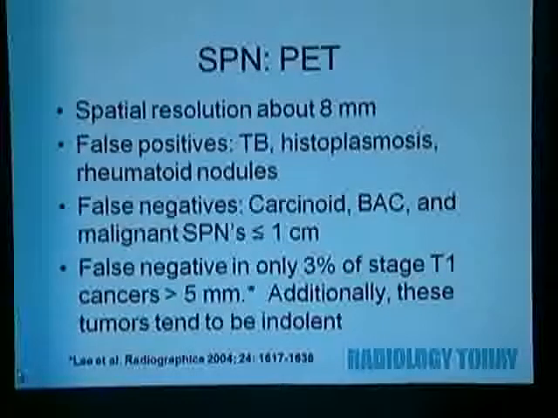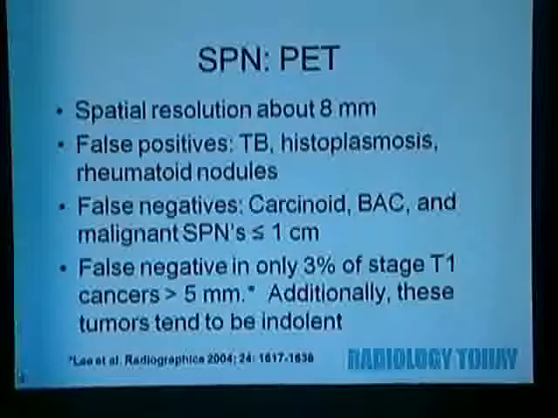The spatial resolution of FDG PET is about 8 millimeters. So you can have false positives as well, and that can be seen in the setting of tuberculosis, histoplasmosis, or rheumatoid nodules. I had one the other day that was clearly histoplasmosis, which was causing these nodules to be very hypermetabolic. But they had a constellation of findings that pushed me in that direction as well, some calcified mediastinal adenopathy. False negatives can include carcinoids and bronchoalveolar carcinomas, which have a baseline low metabolic activity, as well as malignant solitary pulmonary nodules which are less than 1 centimeter in size.